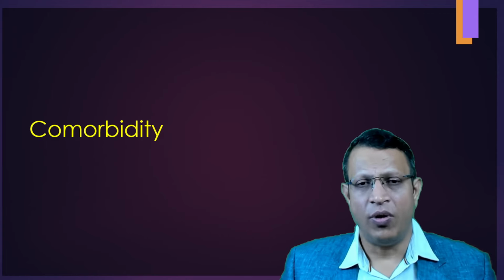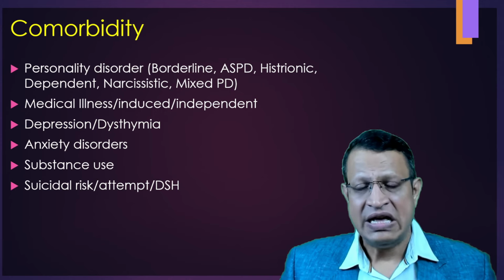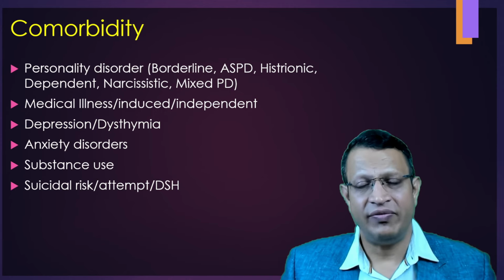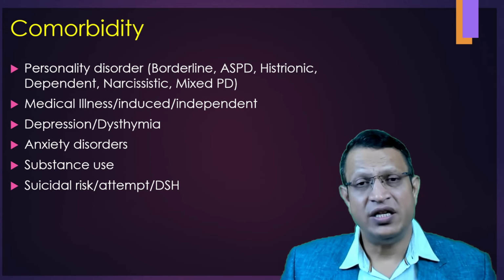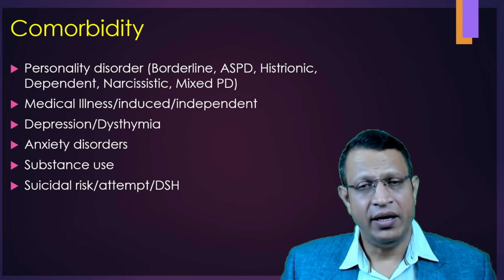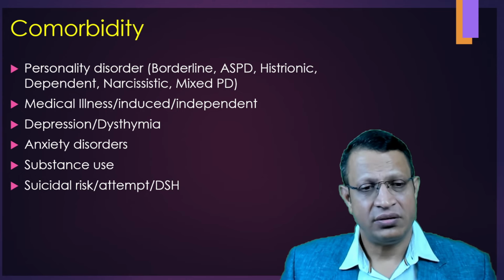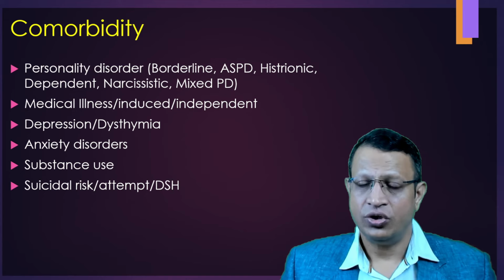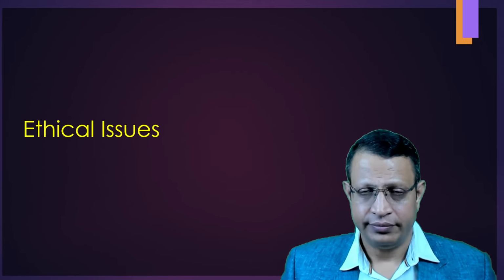Now let's look into the comorbidity. Invariably, Munchausen syndrome does not come alone. 35 to 40% of patients will have one more comorbid diagnosis. The commonest is depression. The second one is personality disorder, such as borderline personality disorder, ASPD, histrionic PD, narcissistic and mixed PD. Anxiety disorders, substance abuse, suicidal risk, and DSH are very well known.